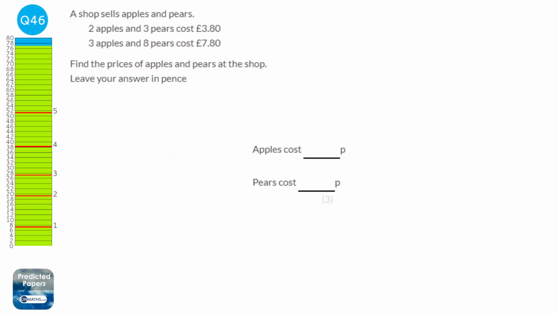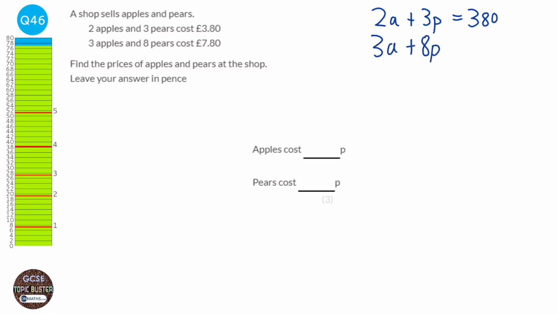So this question is a simultaneous equations question. And so we're going to have to write down some equations. So it says 2 apples and 3 pears cost £3.80. So 2 apples, I'm going to call it a for the price of an apple, plus 3 pears, so 3p, cost £3.80. Now I'm going to do this as 380 just because it's easier to work with integers rather than decimals. And it says 3 apples, so 3a, plus 8 pears, costs £7.80.